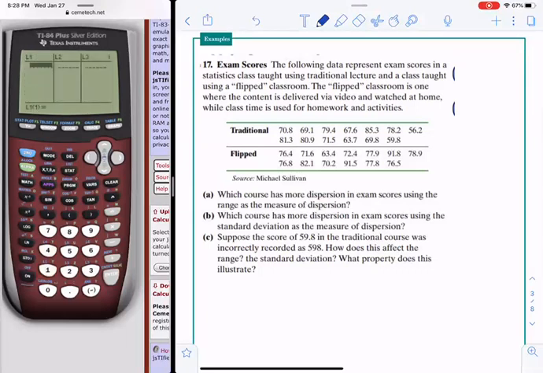So going to use list 1 for traditional exam scores: 70.8, 69.1, 79.4, 67.6, 85.3, 78.2, 56.2, 81.3, 80.9, 71.5, 63.7, 69.8, 59.8. Let's double check.